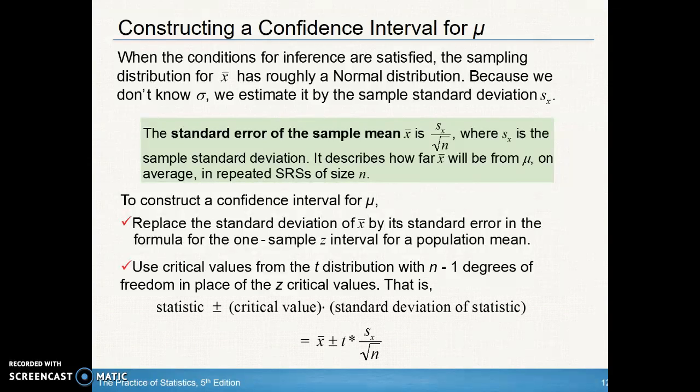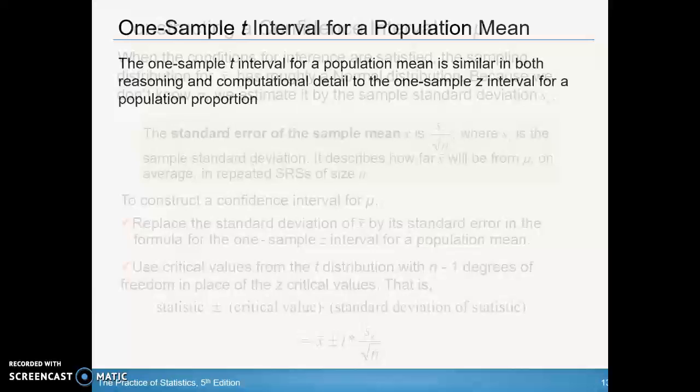And then here's our formula, which is going to look very much like the one that we had for proportion, except instead of p hat, we have x bar. So we have x bar, which is sample mean, plus or minus t star, which is that critical value we get from the table or from our calculator, times, instead of standard deviation, we have the standard error, which is the standard deviation of the mean divided by the square root of the sample size.